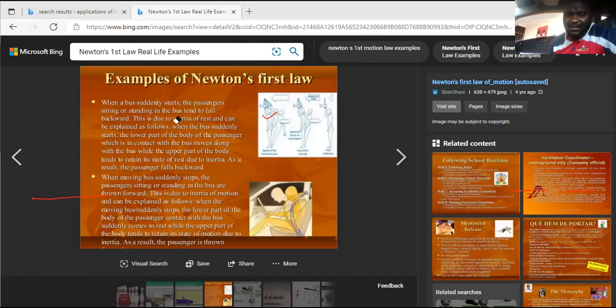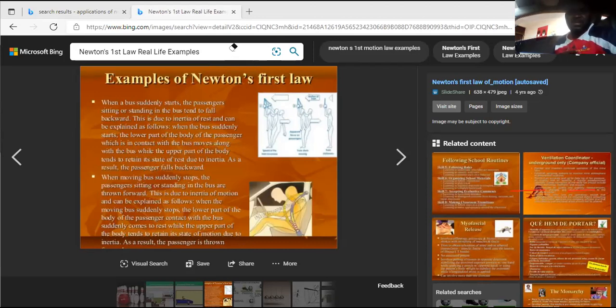When a bus suddenly starts, remember inertia, I talked about inertia. When a bus suddenly starts, the passengers sitting or standing in the bus tend to fall backward. This is due to inertia of rest and can be explained as follows. When the bus suddenly starts, the lower part of the body of the passenger, which is in contact with the bus, moves along with the bus, while the upper part of the body tends to return to its state of rest due to inertia. As a result, the passenger falls backwards.